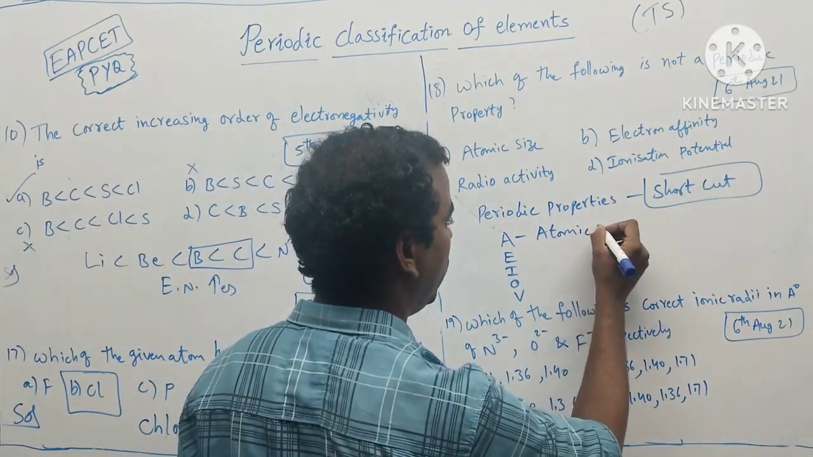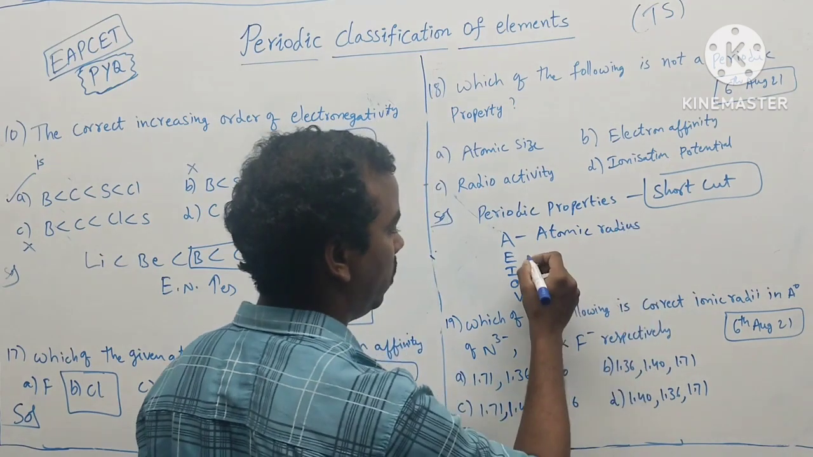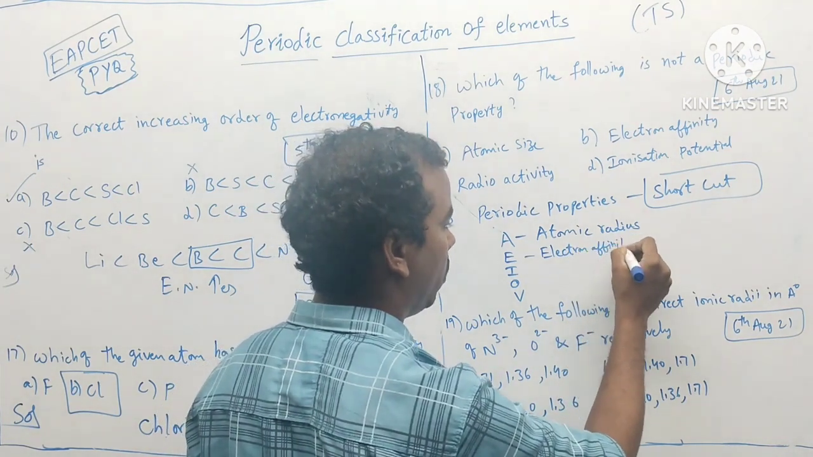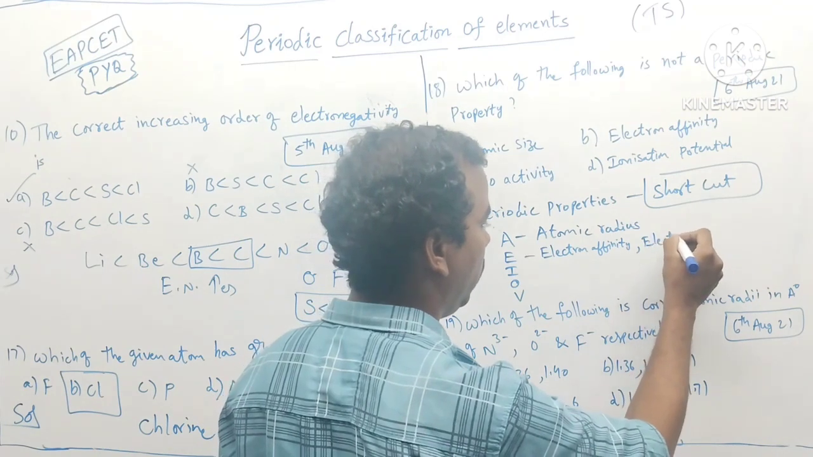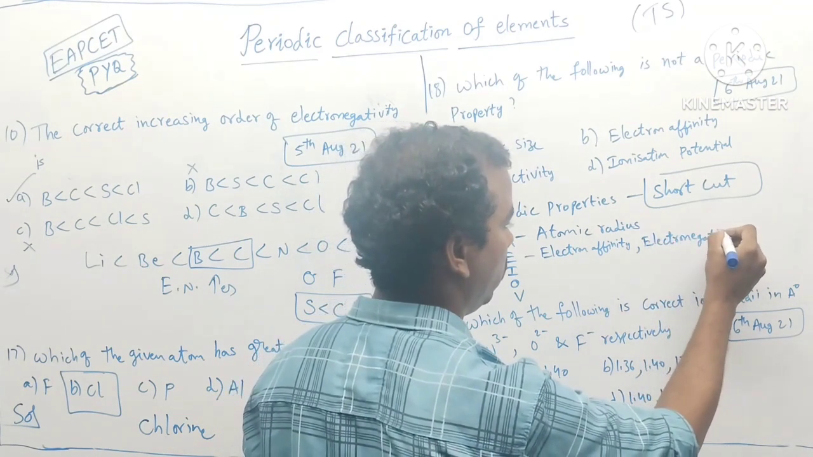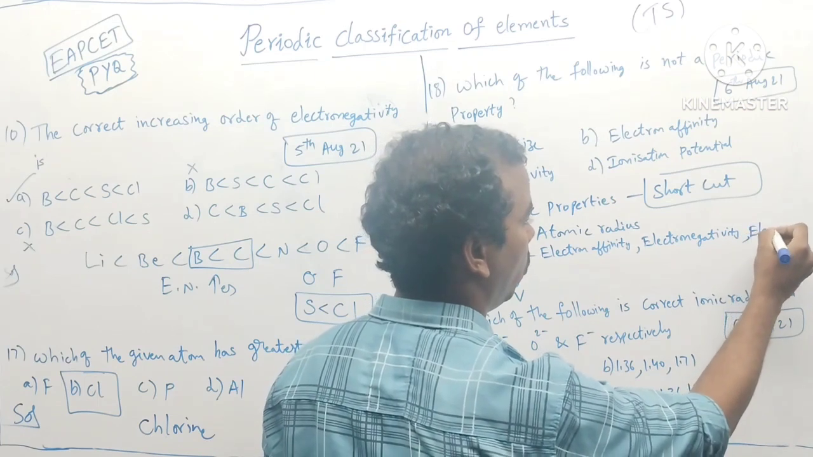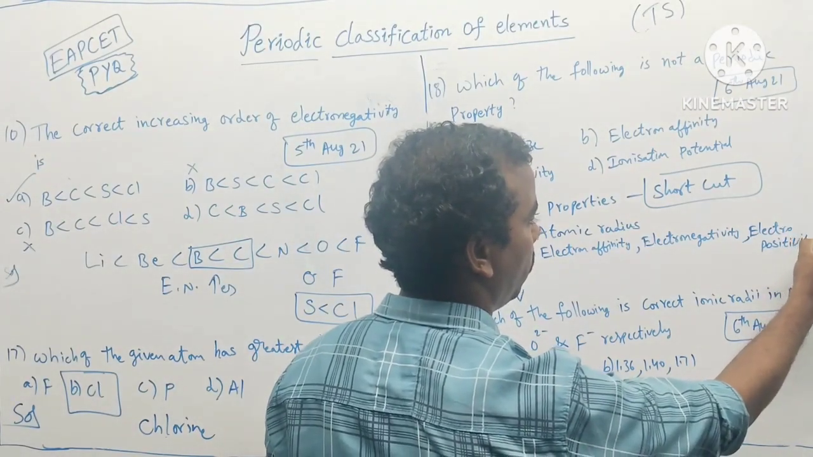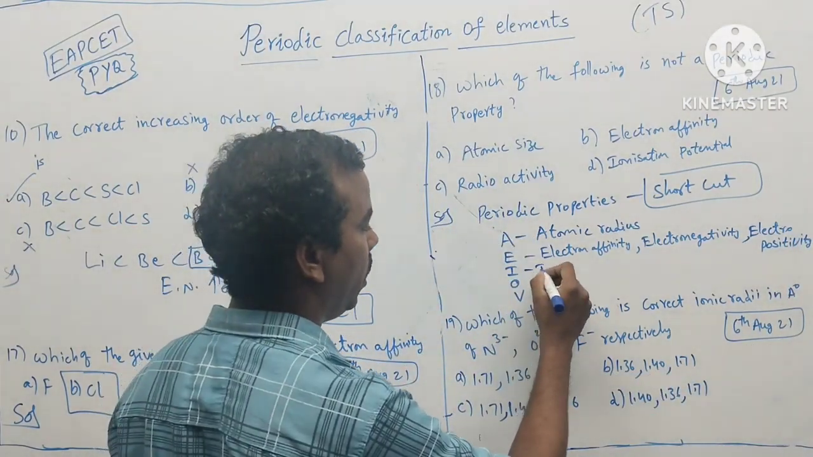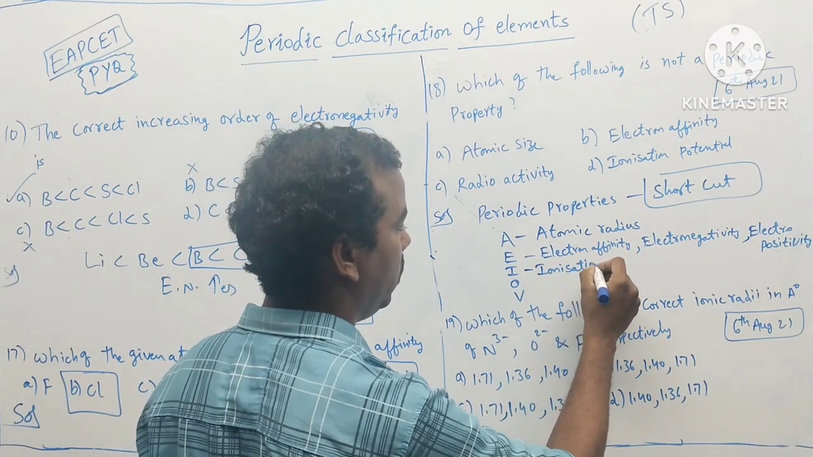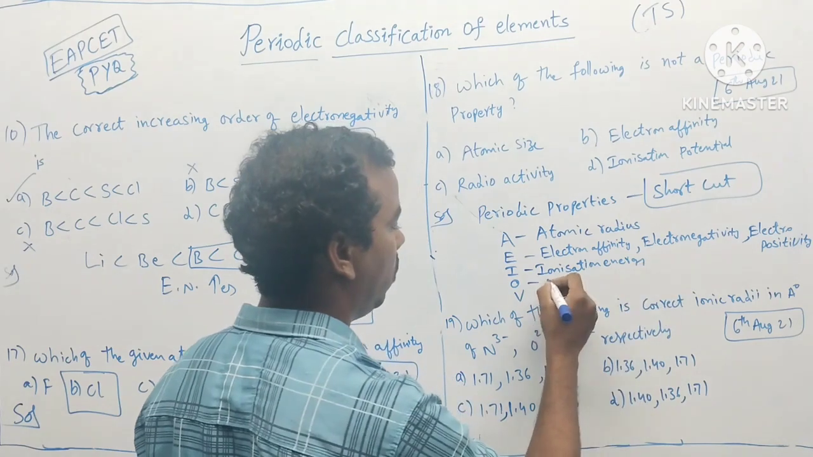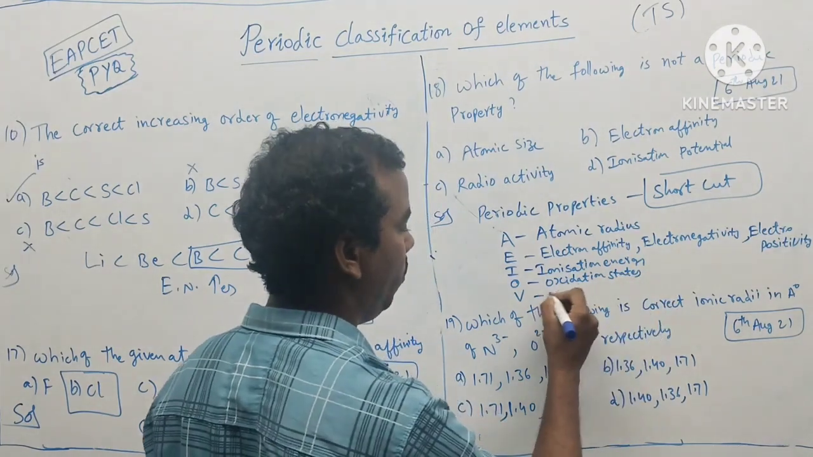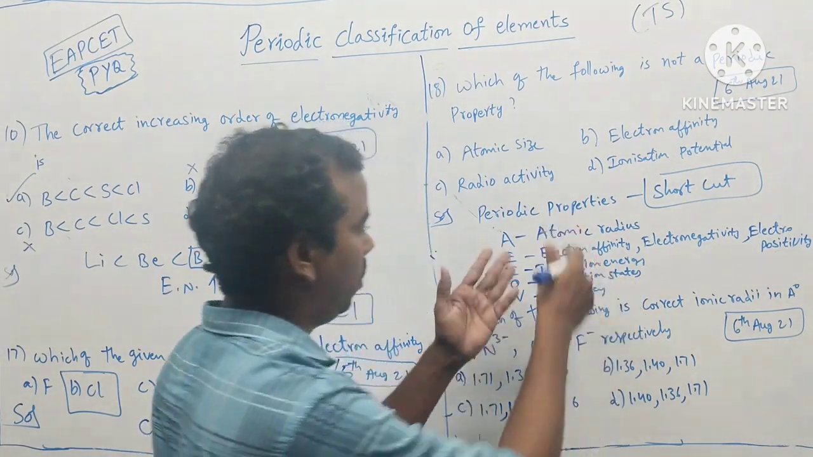A means atomic radius. E is electron affinity, electronegativity, electropositivity. So these are all periodic properties. I means ionization energy. O is oxidation state. V means valency. So these are all periodic properties.